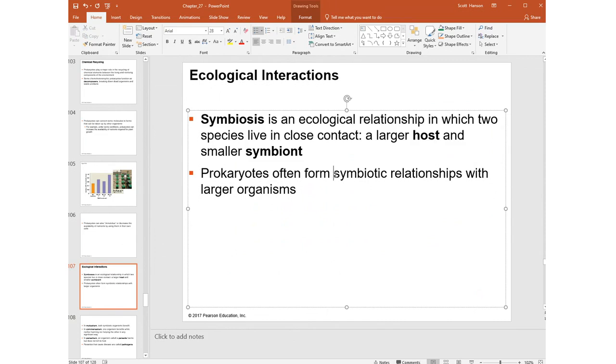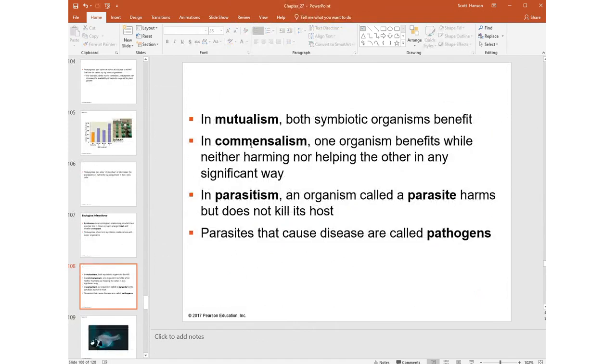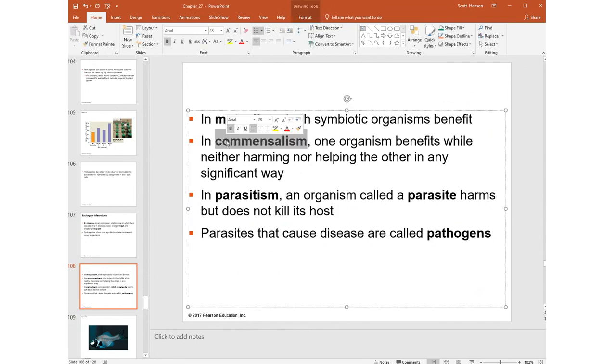And they often form symbiotic relationships with larger organisms because they're very small. And there are 3 different types of symbiosis: mutualism, commensalism, and parasitism. So in mutualism, the relationship is mutual, basically. Both species benefit from the relationship. In commensalism, one benefits while the other is not harmed or affected in any way.